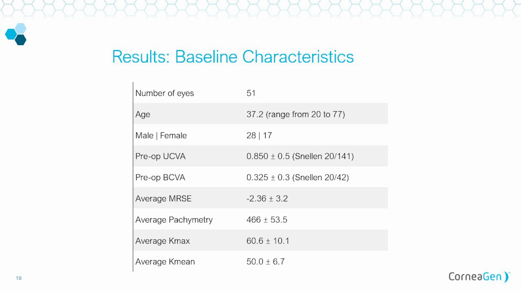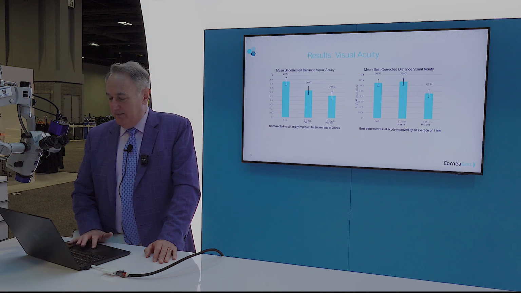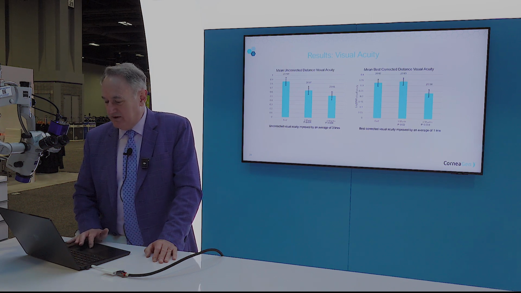And so here's what happened with their mean uncorrected visual acuity, and this is pre-op, 1 month, and then at 6 months. So you see we went from an average of 2140 down to an average of 2066, and so again, it's not a refractive procedure. They're not going to be able to drive without their glasses like they would after LASIK or PRK, but significant improvements in the uncorrected distance vision, and similarly improvements in the best corrected vision and spectacles.